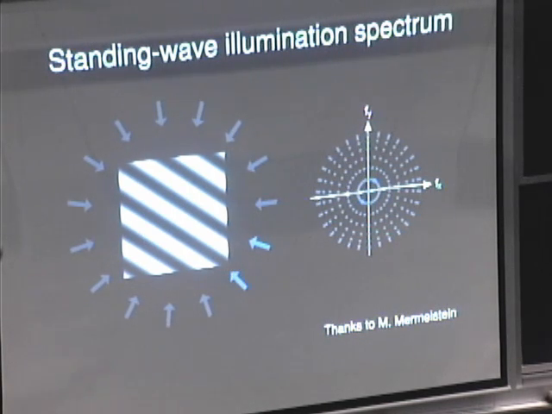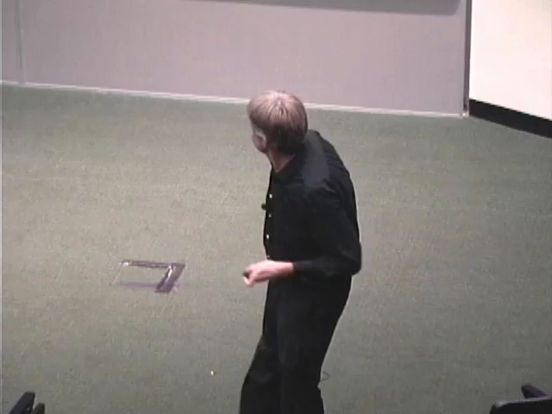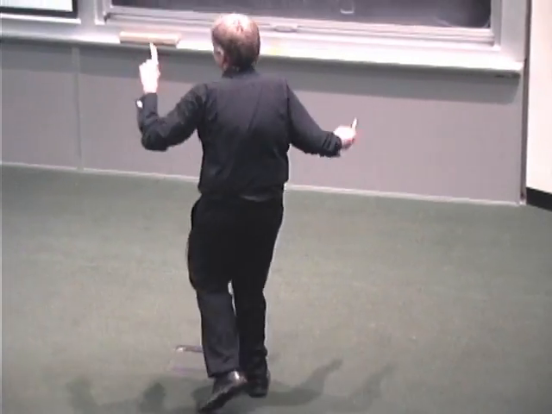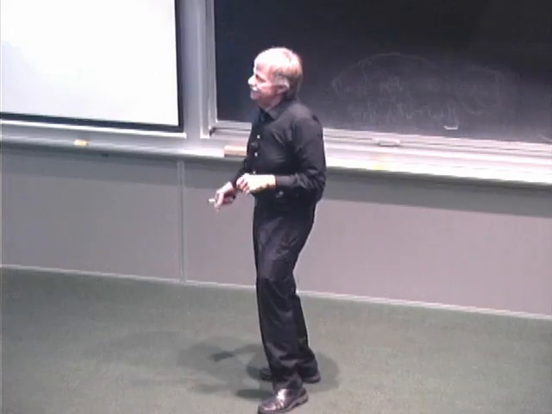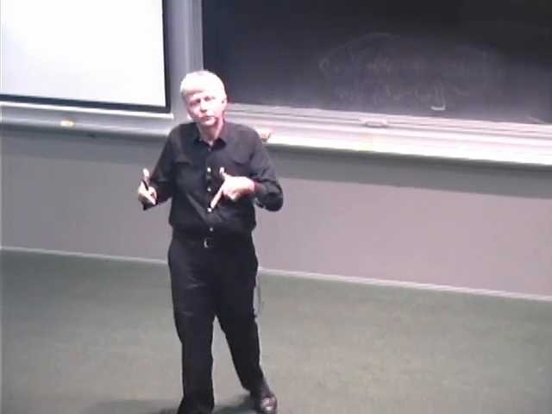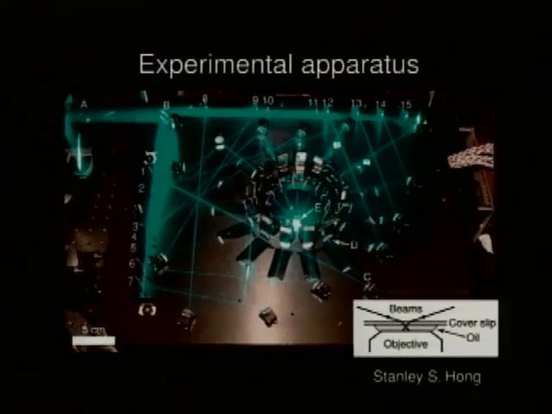So with 15 beams, you get 15 take two, right? Order 15 squared, okay? That's the idea. And that was Michael. This is Stan. Stan figured out a way to build an apparatus to take the beam from a laser, break it into 15 parts, steer it with a bunch of mirrors, and point them all toward the center.